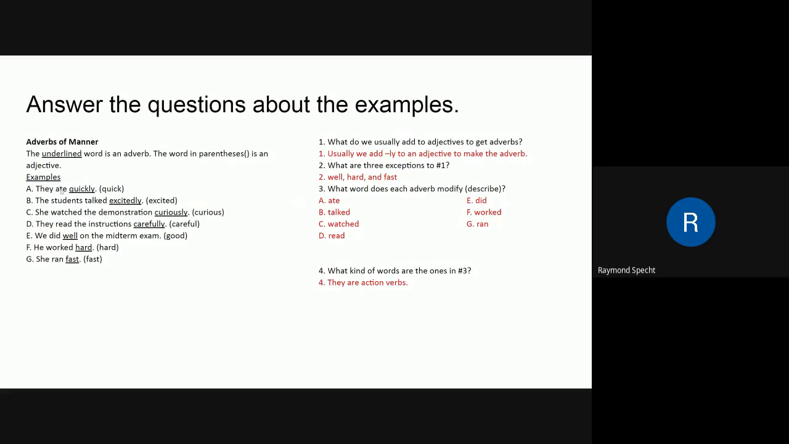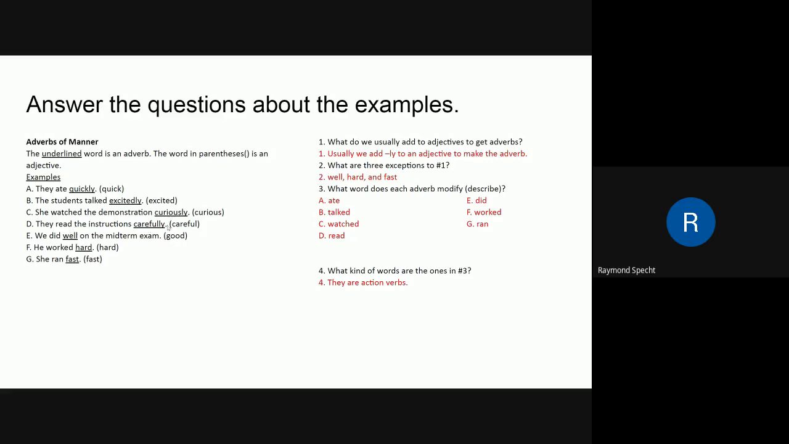Which word does it modify? A, ate. B, how did they talk? Excitedly. So talked. C, okay, curiously. Now don't just go to the word that's next to it. It's not demonstration, it's watched. All right? How she did this. She watched curiously. She watched what? The demonstration curiously.